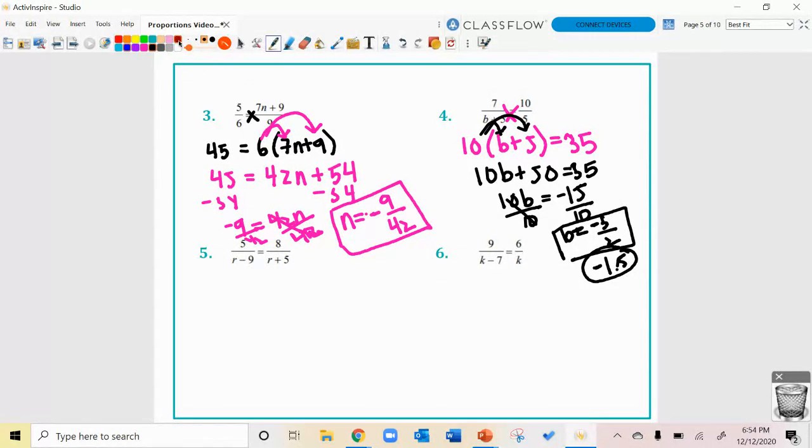Awesome. If you haven't thought about pausing the video, please do. I hope you're still there. 5 and 6 looks interesting. I have an R in 2 places and a K in 2 places. It's okay. Let's do the same thing.